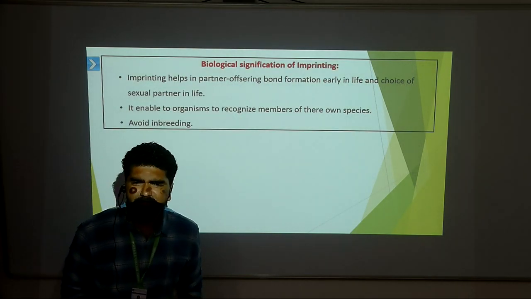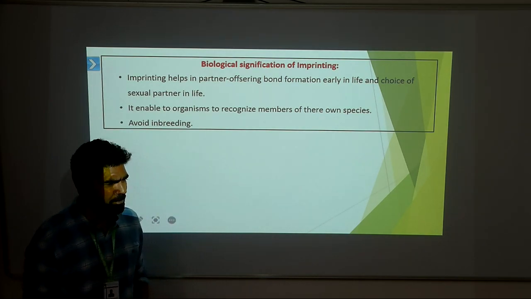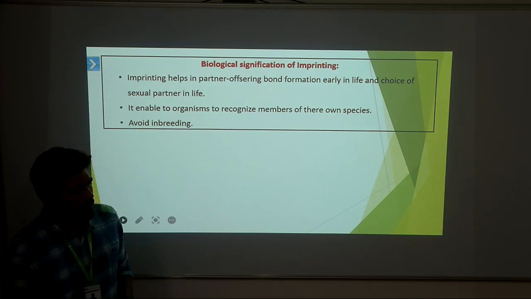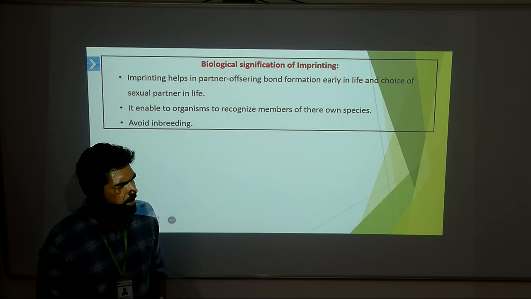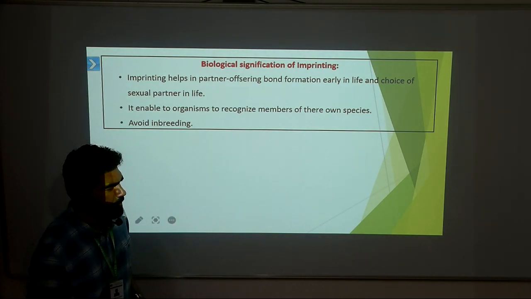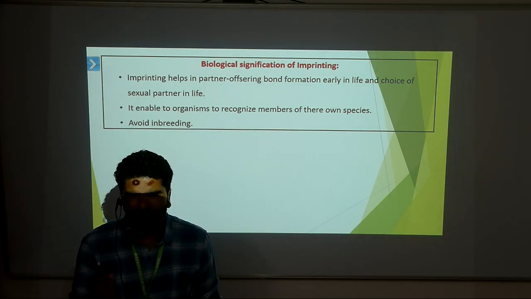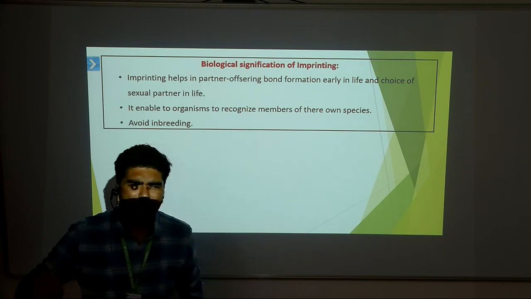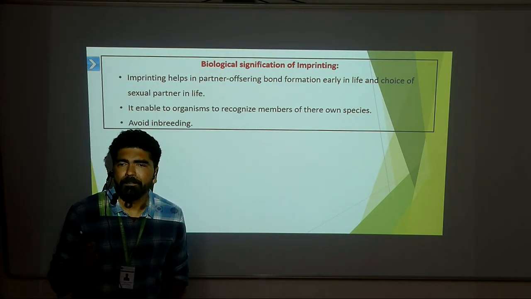What is the biological significance of imprinting? Imprinting helps in parent-offspring bond formation early in life, and in the choice of a sexual partner later in life. And it enables the organism to recognize members within their own species and avoid inbreeding.